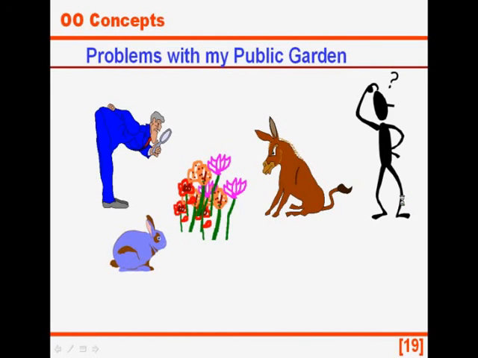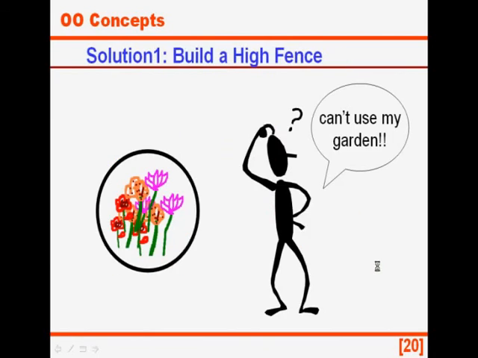Now, suppose I have a garden. Let's talk about other issues. I have a garden in which I'm growing different kinds of flowers. The garden is public. Now that creates a problem. It faces a threat from people, from donkeys and from rabbits, which might attack the garden in different ways. We have a problem. How do we solve it?